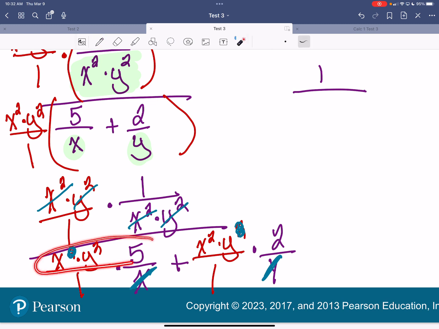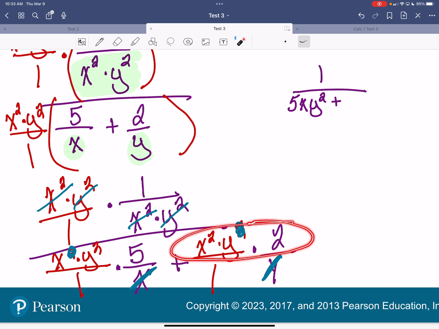Here, what am I left with right here? Correct. 5x times y squared. Okay, so that is this right here. That's what I'm talking about right here. Okay? And then I'm going to have plus, and what's this right here? 2. What kind of x? Squared. Good. Times. Good.